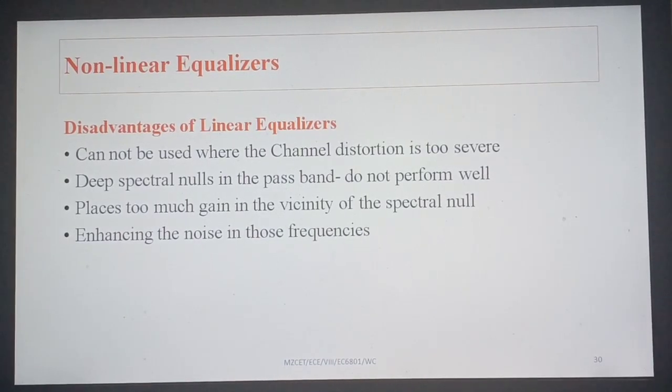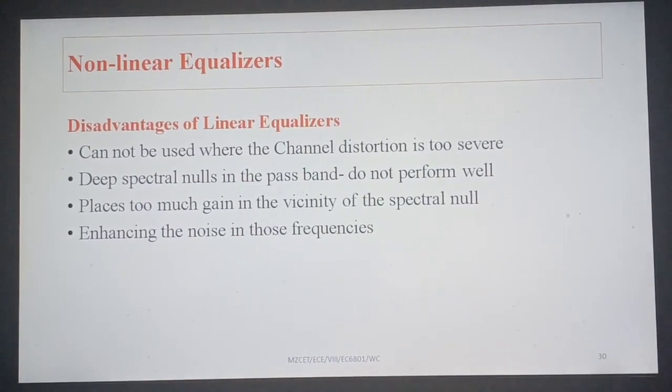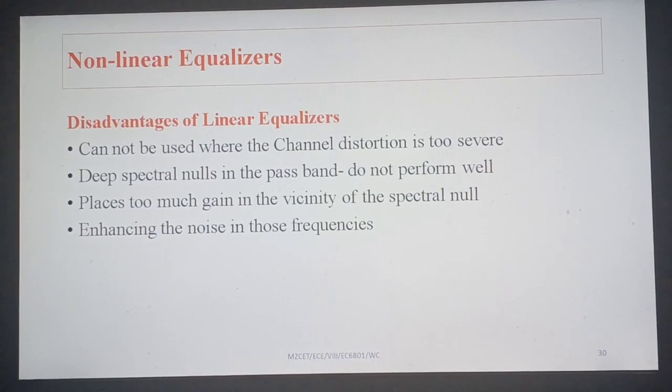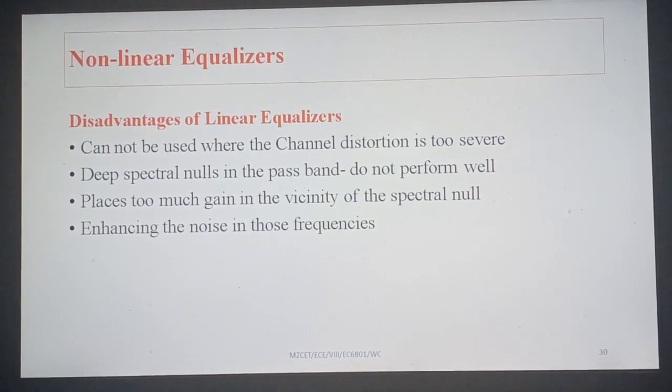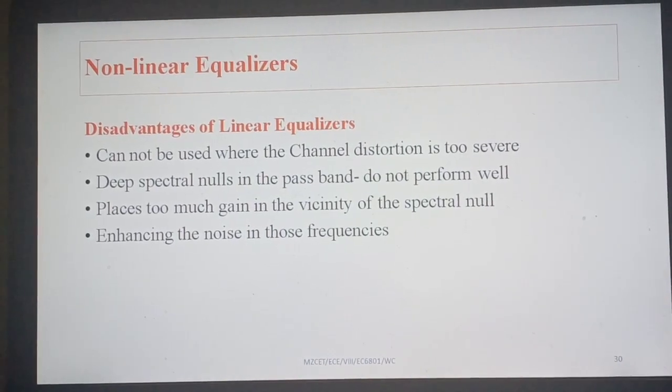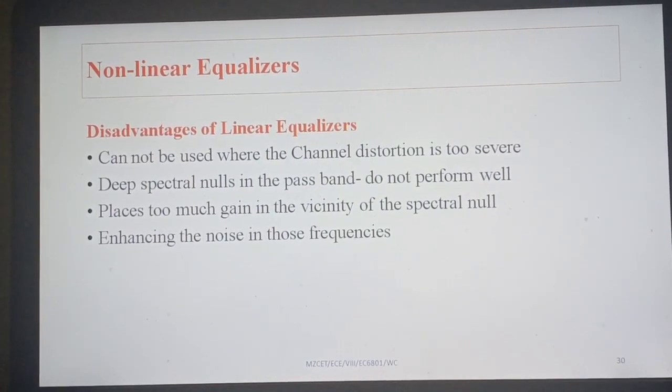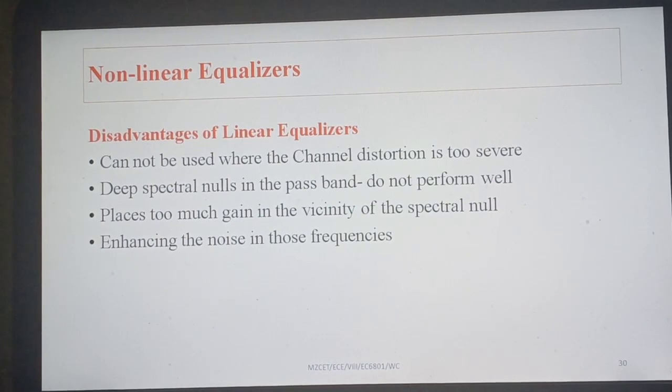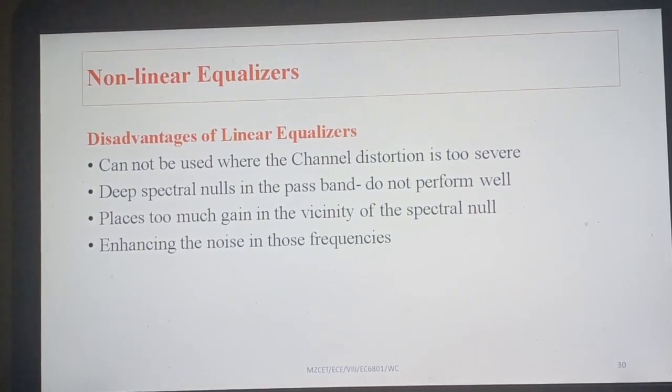Dear students, in this video lecture, we are going to see about the nonlinear equalizers. Before entering into the nonlinear equalizers, let us discuss what are the disadvantages of the linear equalizers. The linear equalizers cannot be used when the channel distortion is severe.